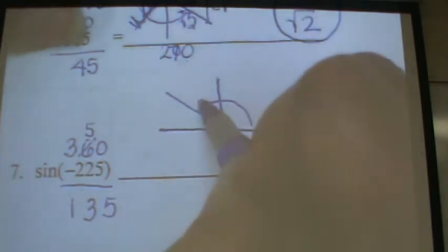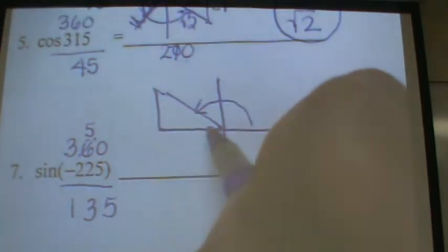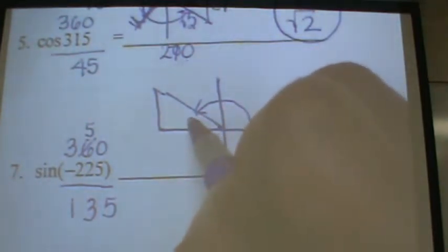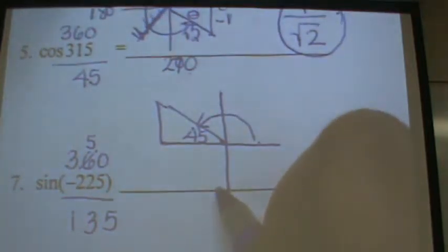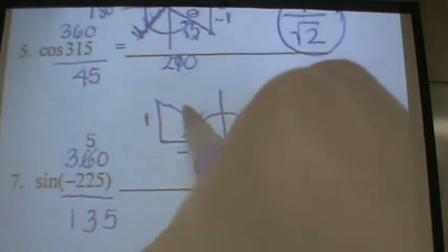So I'm right here. What quadrant am I in? Second. And if from here to here is 135, what's this angle right here? It's going to be 45. Which means this is a 1, this is a negative 1, and this is a root 2.